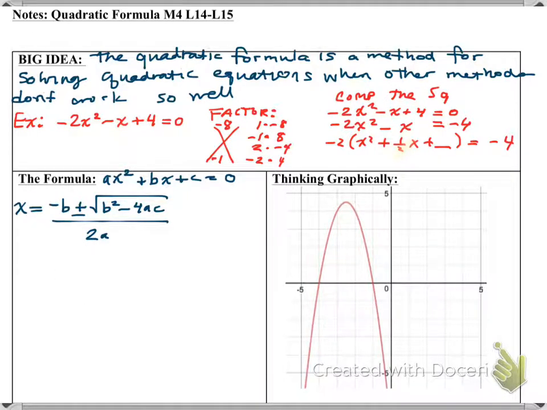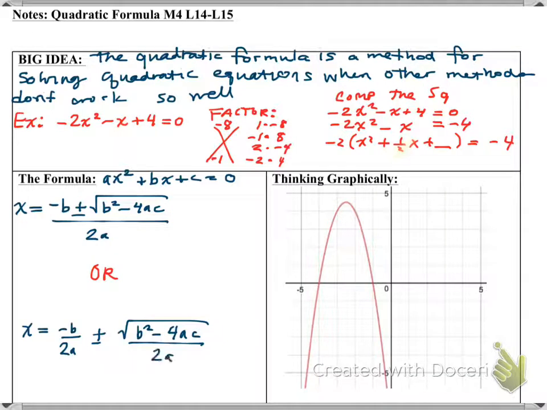And I'm going to give you one other form of it, which is dividing that 2a into both of the terms on the top, making two separate fractions. So we have x is equal to negative b over 2a plus or minus the square root of b squared minus 4ac over 2a. The first version we're going to use more often, but the second one is useful if we think about this graphically. Because if you remember, in the second version we're able to clearly see the negative b over 2a, which should be familiar because that's the axis of symmetry.